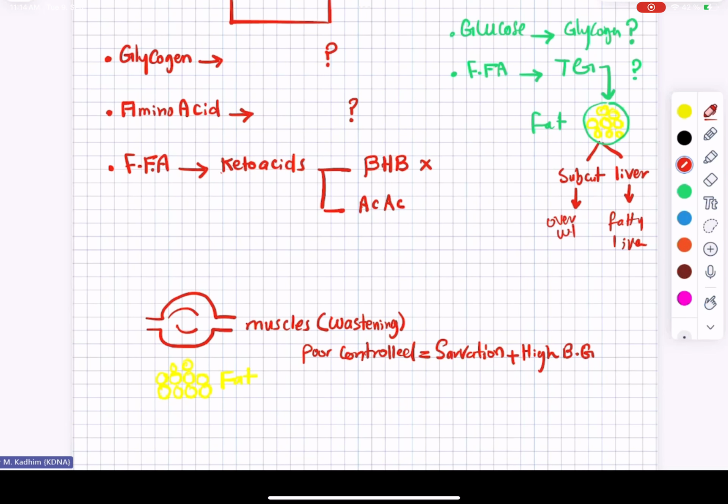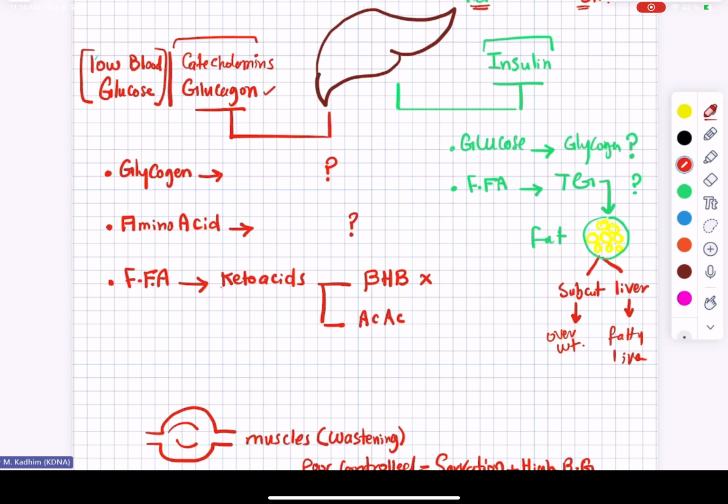This is the fed state. Whenever we have starvation, it will be associated with low blood glucose. This is very important. With starvation, there are two hormones responsible for the management of the metabolic system of the body: glucagon and catecholamines.